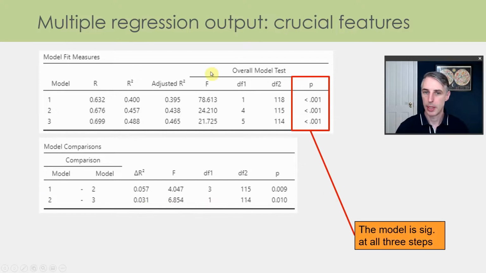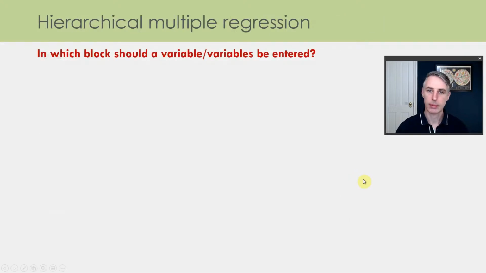And in turn, up in the set of ANOVA table, the ANOVA results, if you like, it suggests that at each step, the amount of variance explained in commitment was significantly different from 0. Okay, right. So that's our way around a hierarchical regression output.